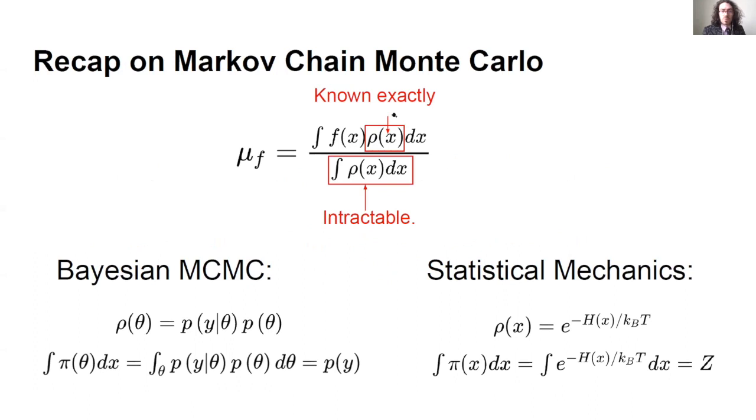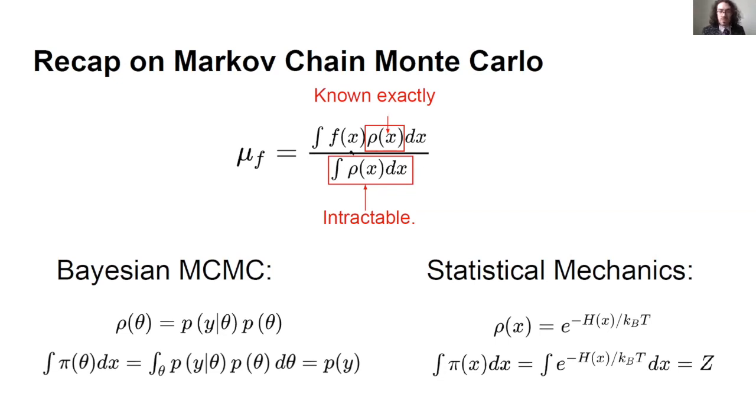So I want to recap a little bit of Markov chain Monte Carlo, just for people who might be a little new to this. And the basic problem that we run into with Markov chain Monte Carlo is often we want to calculate an average against a density. And for most of this talk, I'm going to assume that the density is known up to a normalization constant, but the integrals against this density are too high dimensional or otherwise intractable.